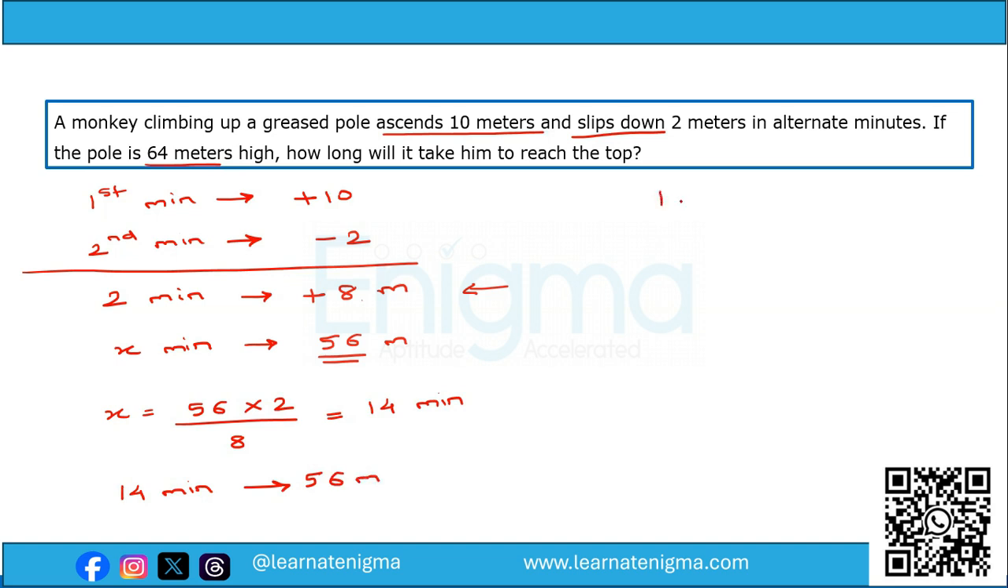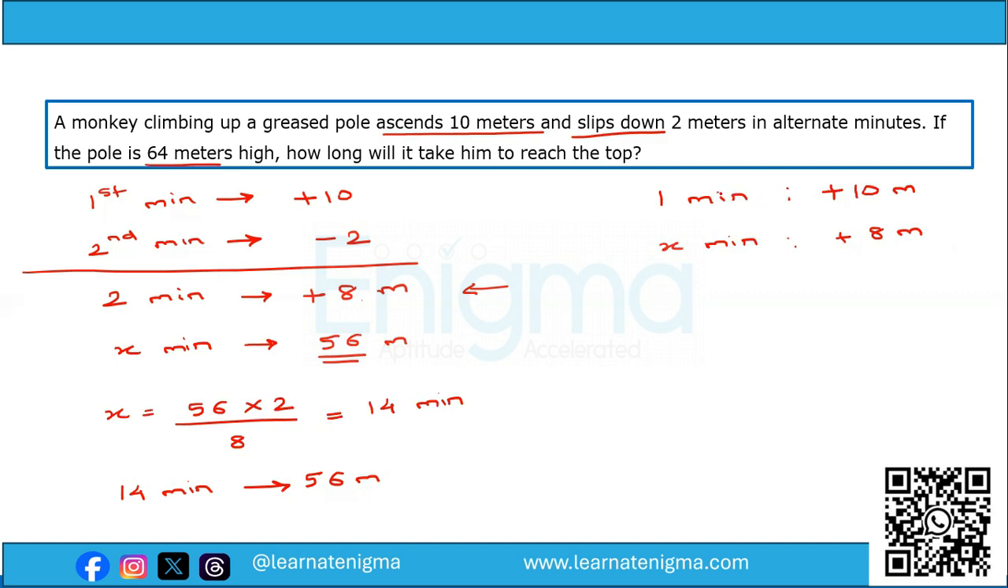Now we know that the monkey can go in 1 minute plus 10 meters. Now the target is 64, and in 14 minutes, monkey has already reached 56 meters. So now monkey has to travel only plus 8 meters. Okay, he doesn't require to travel the plus 10 meters. So again, this is directly proportional. So we can cross multiply and get the answer.